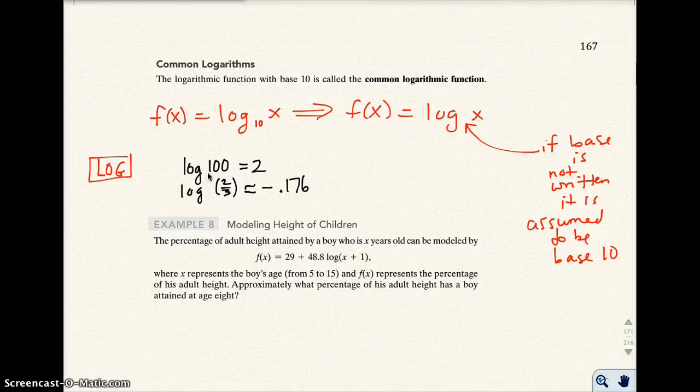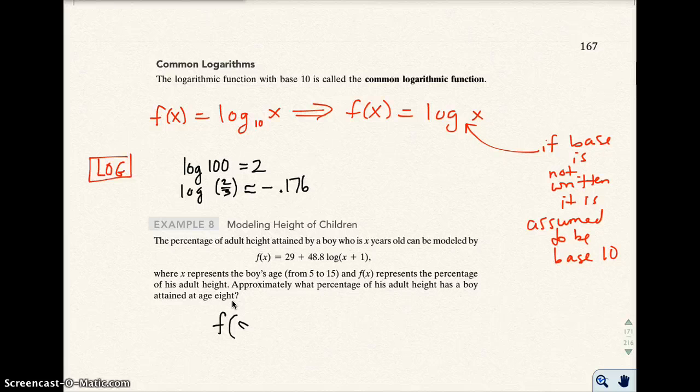Okay, some do. So example A, we're modeling the height of children. The percentage of adult height obtained by a boy who's x years old can be modeled by this function here, where x represents the boy's age from 5 to 15, and f of x represents the percentage of his adult height. Approximately what percentage of adult height has a boy attained at age 8? If a boy is age 8, what percentage has he reached of his adult height? Again, think about this clearly. A boy who's 8 will not have grown fully to the adult height, but he will have a percentage of that height.